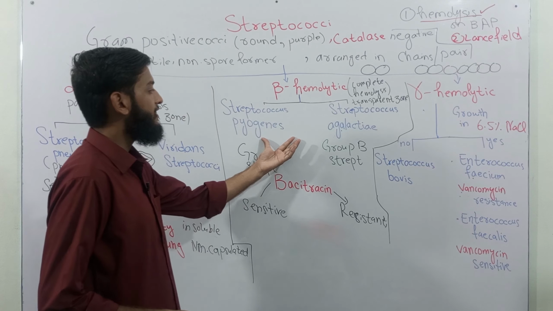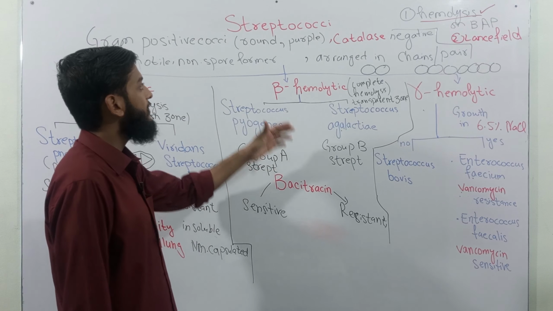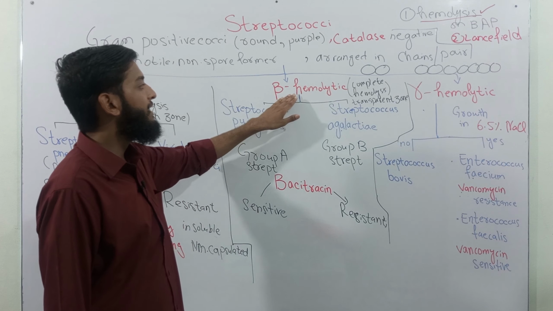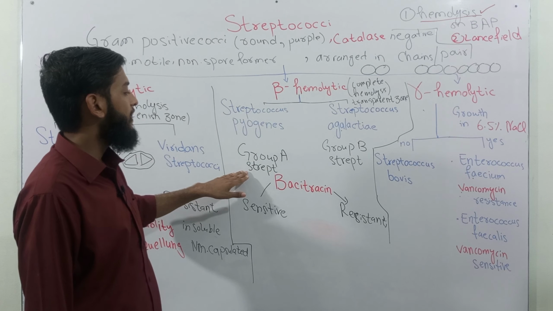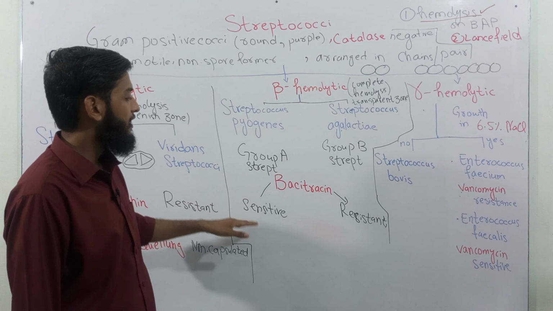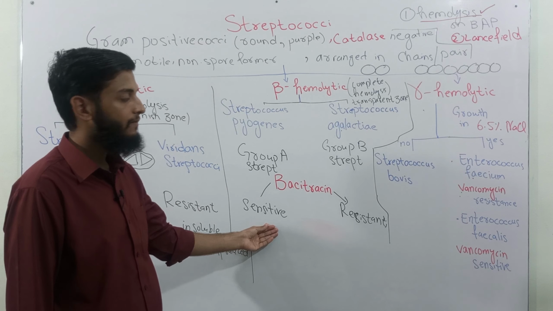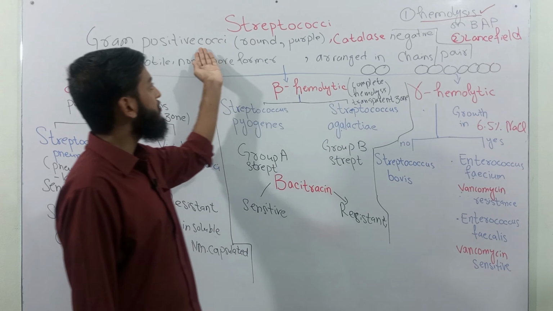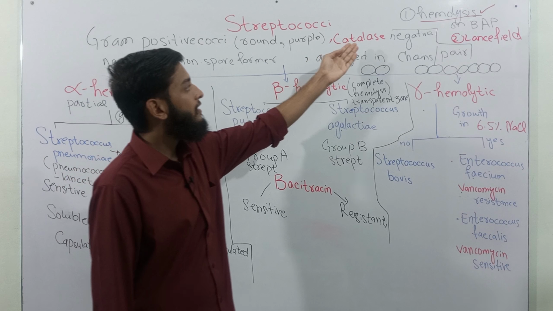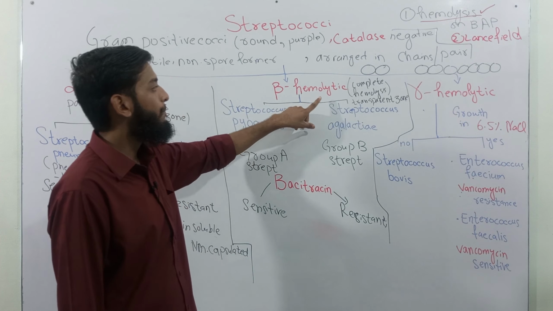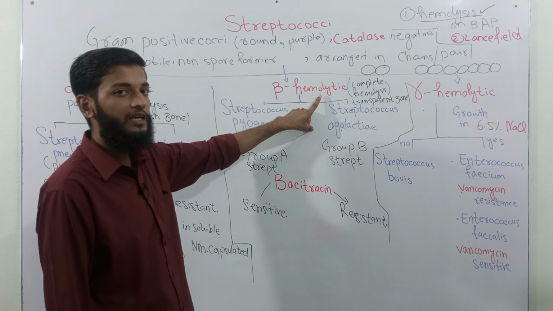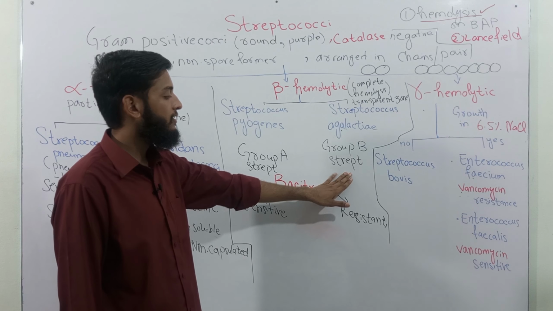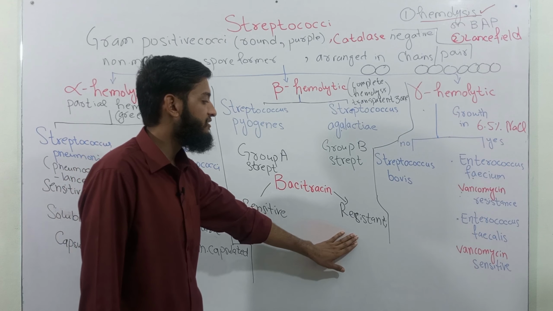So if we talk about the characteristics of Streptococcus pyogenes, these are gram-positive cocci, catalase negative, beta-hemolytic. They are also called group A strep, and they are bacitracin sensitive. Whereas Streptococcus agalactiae are gram-positive cocci, catalase negative, produce beta-hemolysis, so they are beta-hemolytic streptococci. They are also called group B strep, and they are bacitracin resistant.